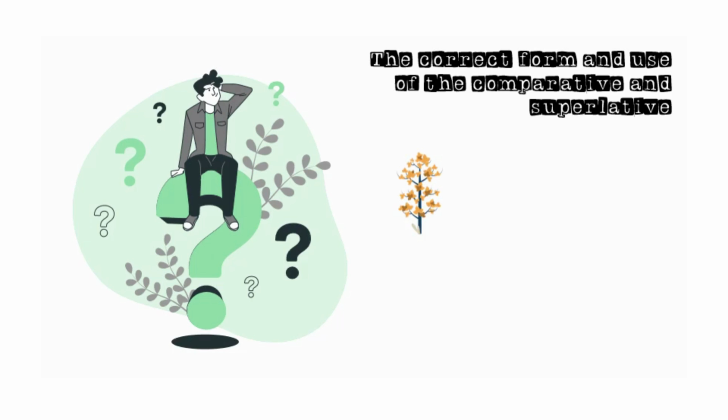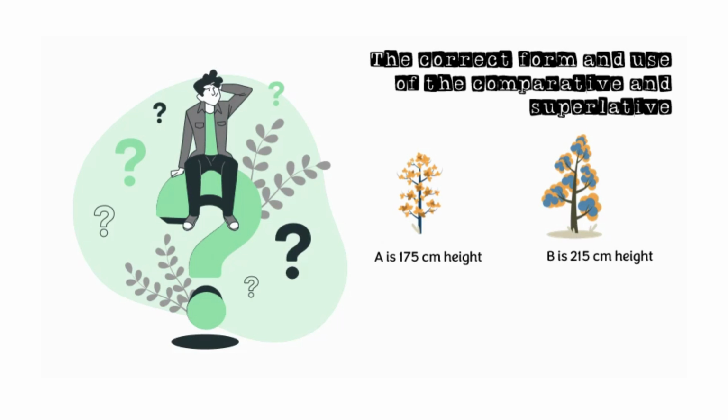This is tree A. It is 175 centimeters in height. This is tree B. It is 215 centimeters in height. When I compare these two trees, I can say that A is shorter than B, or B is taller than A.